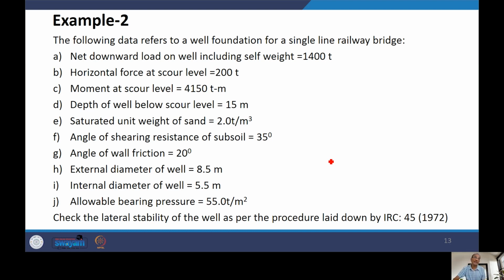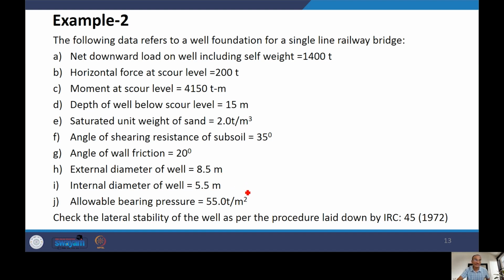In this example, the following data are given to you for a single line railway bridge. First is the net downward load on the well including self weight, given as 1400 ton. Horizontal force at scour level is also given as 200 ton. Moment at scour level is 4150 ton meter. Depth of well below scour level is 15 meter. Saturated unit weight of sand is 2 ton per meter cube. Angle of shearing resistance of soil is 35 degree, while angle of wall friction is 20 degree. External diameter of well is 8.5, while internal diameter is 5.5.